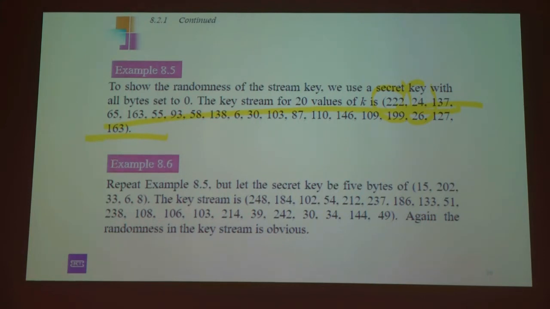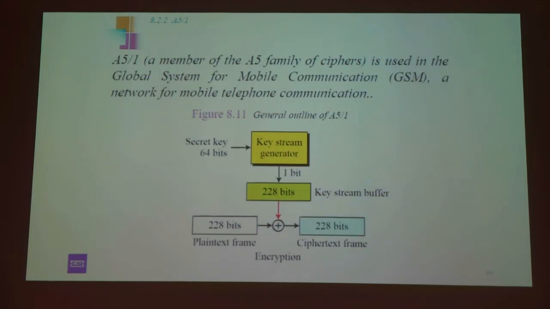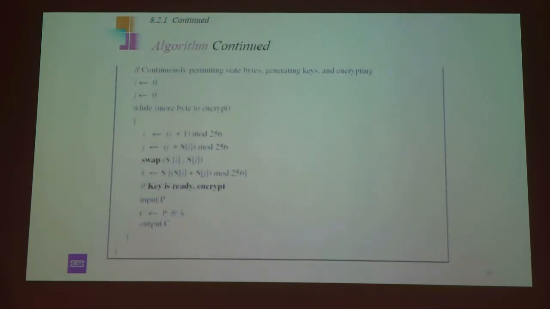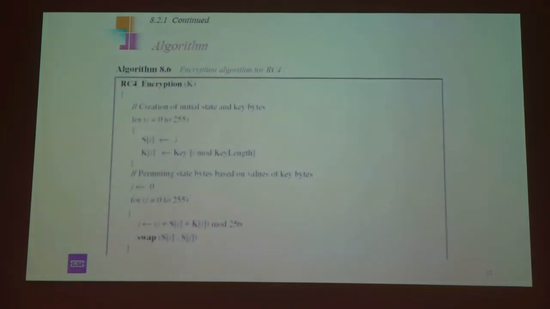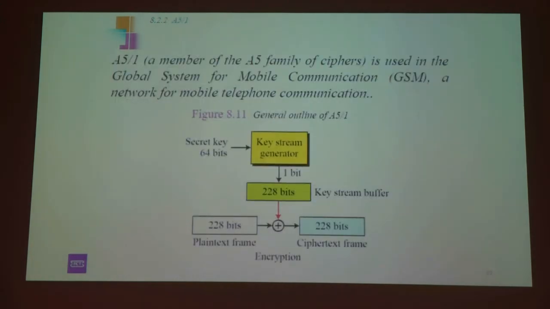It says repeat the example, but let the secret key be 5 bytes. So that's the secret key: 15, 202, 202, 33, 68. The key stream will be completely different than before. Again, the randomness of the key stream. Alright, so that's RC4. Is RC4 secure anymore? No. RC4 is not secure anymore.